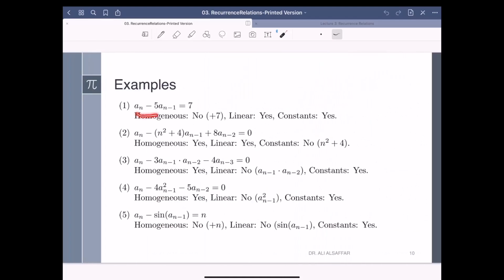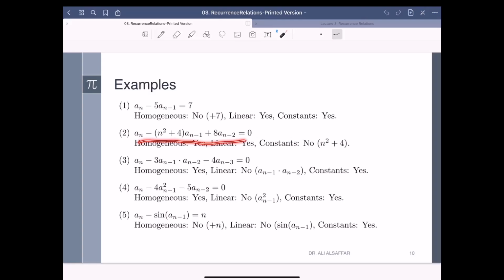This is the first example. This recurrence relation consists of 3 terms: an minus 5 an minus 1, and we have 7. This term has an. This term also has an, which is an minus 1, but this term does not have any ai, so it is not homogeneous. Now this term has an, appearing by itself, and here an minus 1 appears by itself, so it is linear. And all the numbers in front of ai are constant, so it is with constant coefficients.